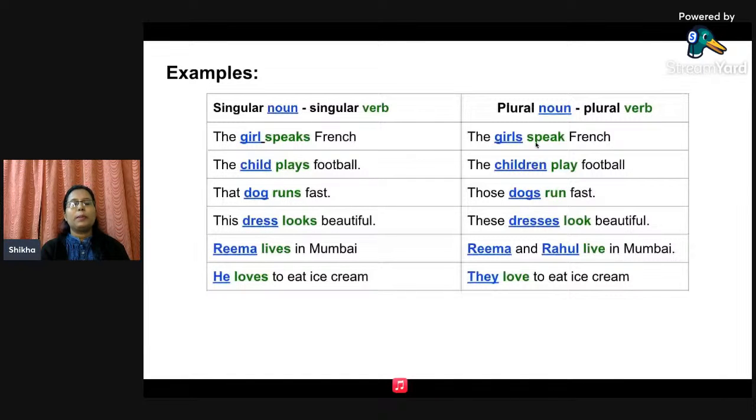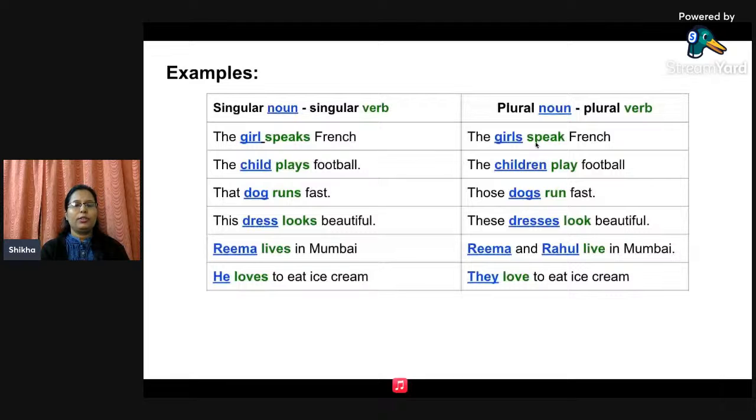The girls speak French. In the same way, the child plays football. Which is the noun here? Here it is child. Is it singular or plural? This is singular. And plays is a verb, right? Is it singular or plural? This is singular because we have added s with it, isn't it? The child plays football. The children play football. So here children is a plural noun, and play is a plural verb since it is without s, right?